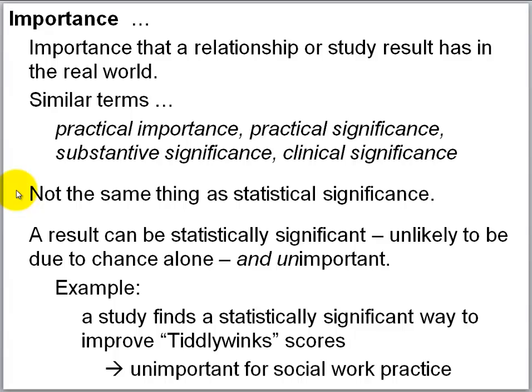Importance is not the same thing as statistical significance. Statistical significance is, in essence, the likelihood that a result is due to chance alone. So when a result is statistically significant, it is unlikely to be due to chance alone. That's not the same thing as importance. It's important to see that a result can be statistically significant and unimportant.